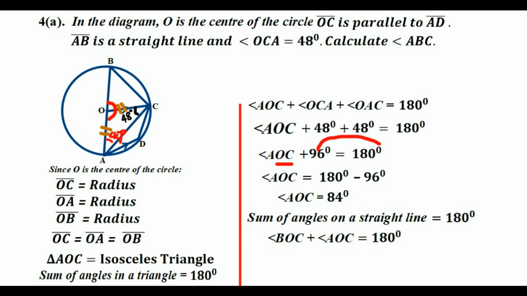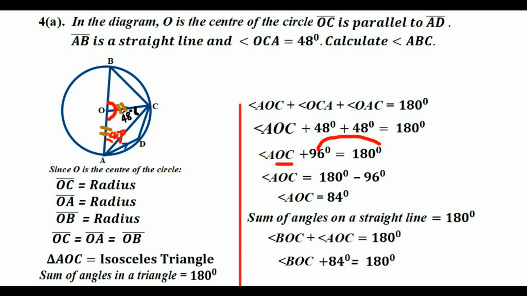And don't forget that we've already gotten AOC as 84. That is, this angle has 84. We can slot in 84 here, and when we slot in 84 there, we have BOC plus 84 equal to 180 degrees. That is, we are trying to look for the value of BOC.